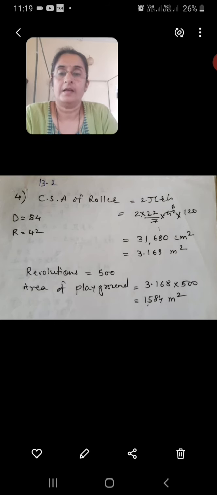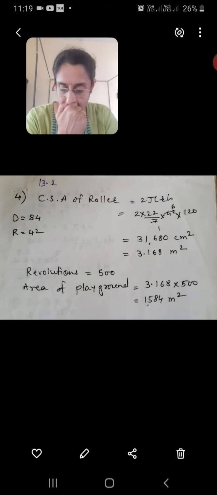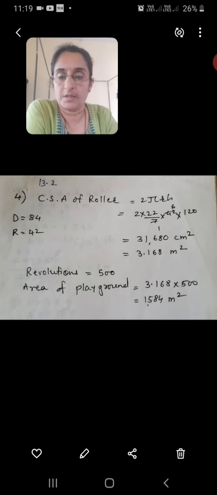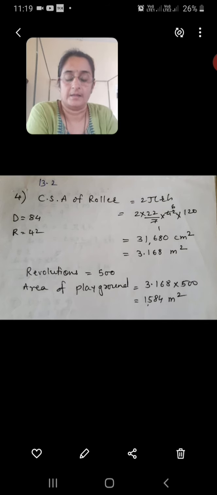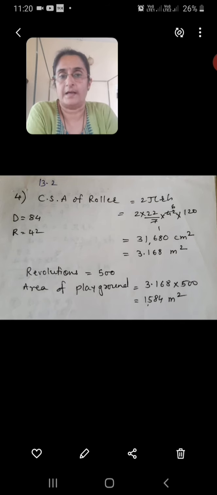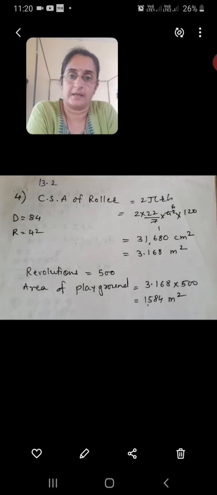formulas. Fine. In the curved surface area, only the round shape around it will be considered. That formula is 2 pi r h. Fine. And if you have to find out the total surface area, the curved surface area will also come, and the top two circles will be there. So those two circles' area also we have to add in that. To find out the total surface area, we use the formula 2 pi r (r plus h). So using these two formulas, we are going to find the surface areas of different types of cylinder shapes.